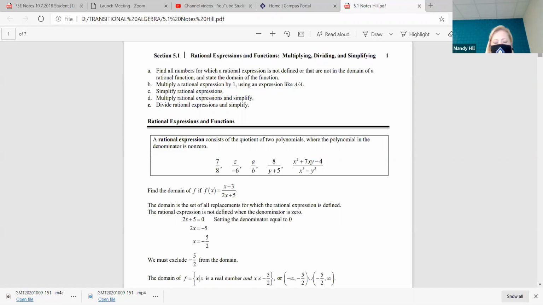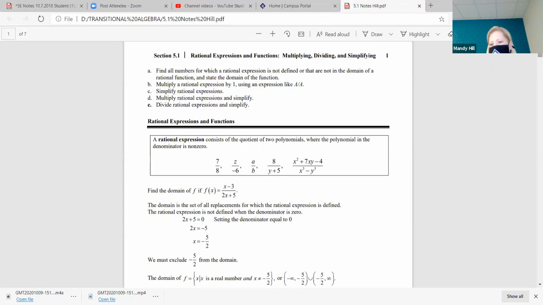So 5.1, we're talking about rational expressions and functions. We're going to multiply, divide, and simplify. So today we need to find all numbers for which a rational expression is not defined, or that are not in the domain of a rational function, and state the domain of the rational function. Multiply a rational expression by 1, simplify rational expressions, multiply them and divide them and simplify.